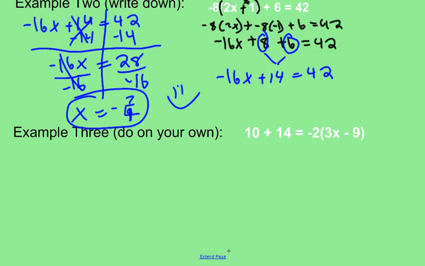All right, I'm going to give you one to try on your own, and at the end I'll show you the answer for this. It's 10 plus 14 equals negative 2 times the quantity 3x minus 9. Go ahead and try that one.